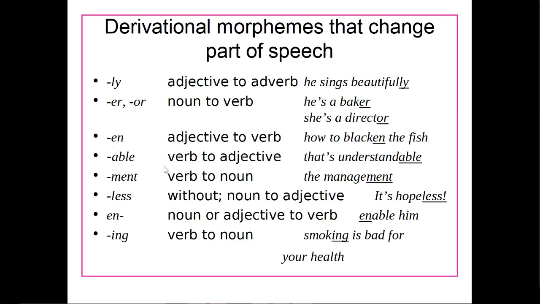The able ending can change a verb to an adjective. So understand into understandable. Ment can change a verb to a noun. Less can change a noun to an adjective. Y can change a noun into an adjective or a verb. Ing can change a verb to a noun. So all these endings can change one part of speech into another.